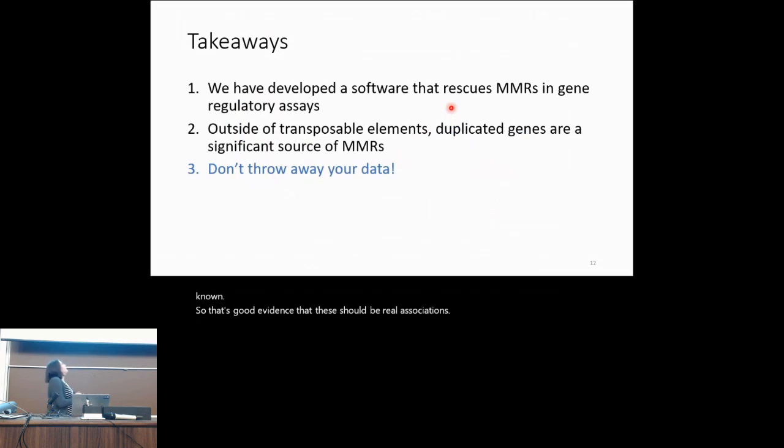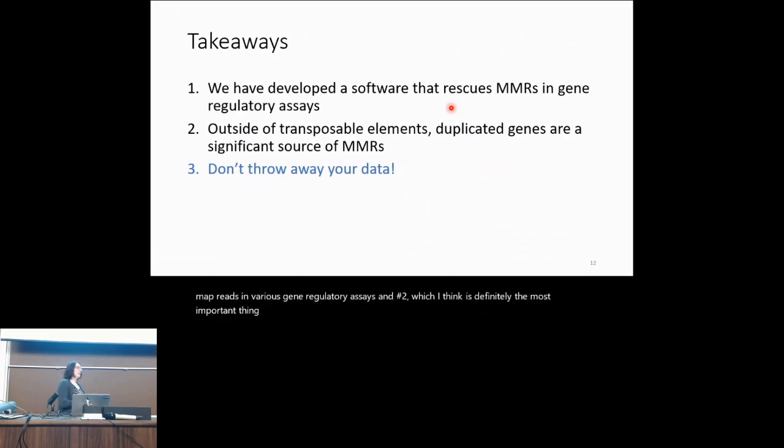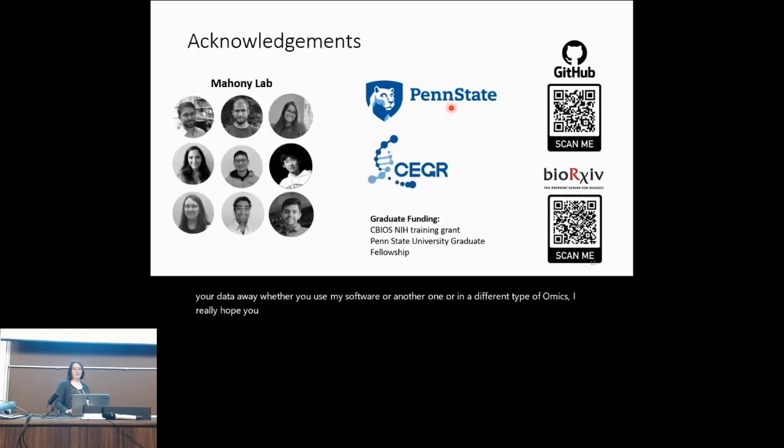The big takeaways from my talk are, number one, we developed a software that rescues multi-mapped reads in various gene regulatory assays. Number two, which I think is definitely the most important thing here, we're always talking about transposable elements when we talk about multi-mapped reads, but it turns out that duplicated genes are a very significant source of multi-mapped reads. And the third thing, which I hold near and dear to my heart, is don't throw your data away. Whether you use my software or another one, or in a different type of omics, I really hope you consider multi-mapped reads.